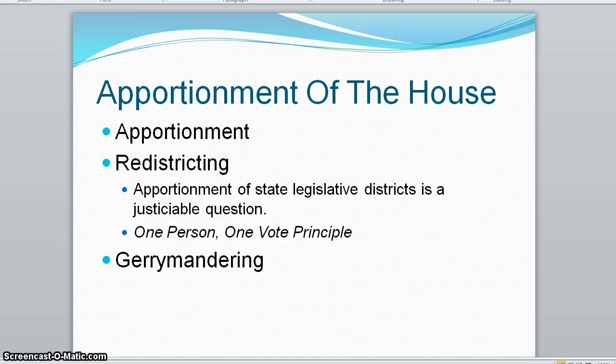Apportionment involves several concepts. Reapportionment is the allocation of seats in the House to each state after each census. Redistricting is the redrawing of congressional district boundaries within each state. An issue related to the district boundaries is gerrymandering, and that's the practice dating back to 1812 of drawing lines to favor one party over the other.